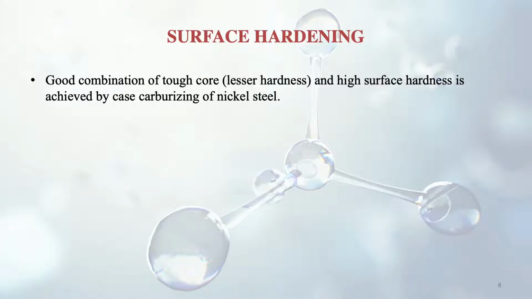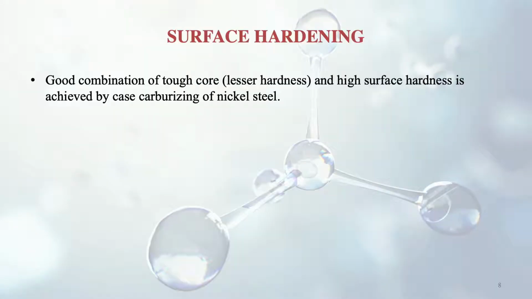Then we will get a good combination of a tough core with lesser hardness. We need this because if the specimen is completely hardened, brittleness may also come. Sometimes we need the inner portion to remain tough, and for that toughness it has to be somewhat softer, and we need the outer portion to be hard so that abrasion and the like don't affect the specimen. So we get the tough core and high surface hardness by case carburizing, like in nickel steel.